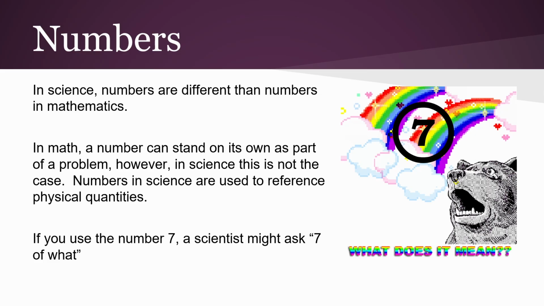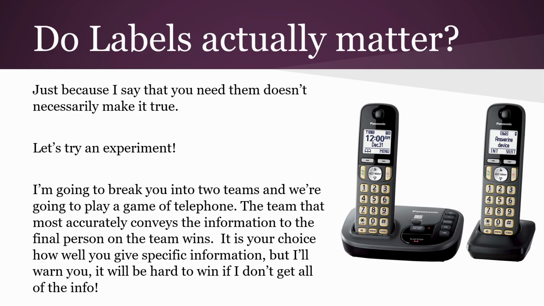This is a very nice picture of the bear. We don't know what the 7 means. What does the 7 represent? The bear ponders. He does not know. How long is it going to take? 4? Maybe 5? Days? Weeks? Could be 7. Years? Do labels matter? Not those kind of labels. Just because I tell you the label matters doesn't mean automatically that they do.